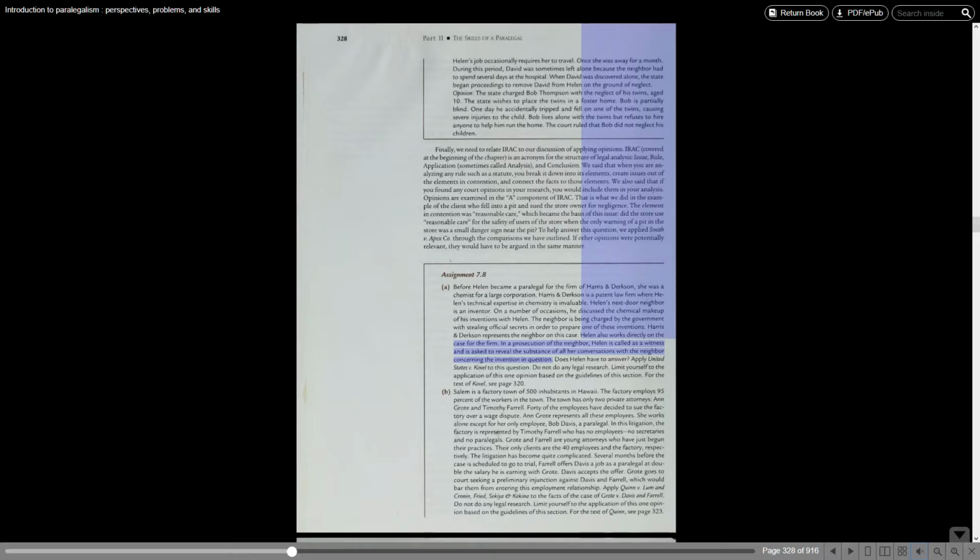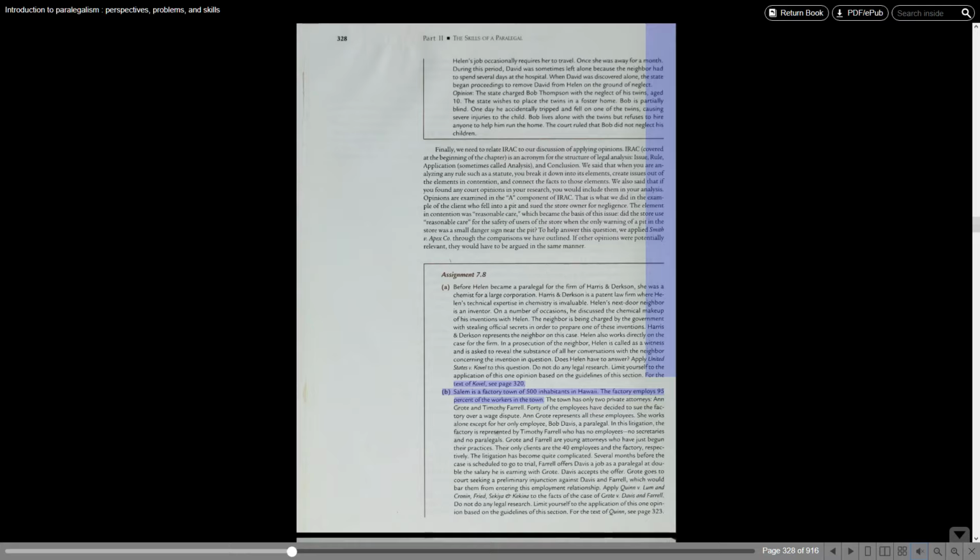Helen also works directly on the case for the firm. In a prosecution of the neighbor, Helen is called as a witness and is asked to reveal the substance of all her conversations with the neighbor concerning the invention in question. Does Helen have to answer? Apply United States v. Koval to this question. Do not do any legal research. Limit yourself to the application of this one opinion, based on the guidelines of this section. For the text of Koval, see page 320b.